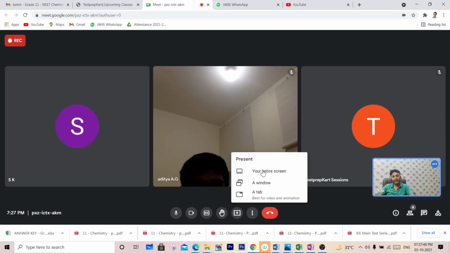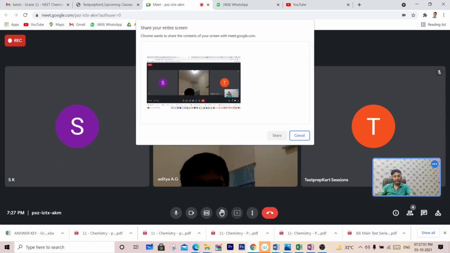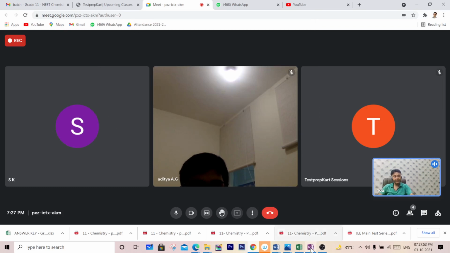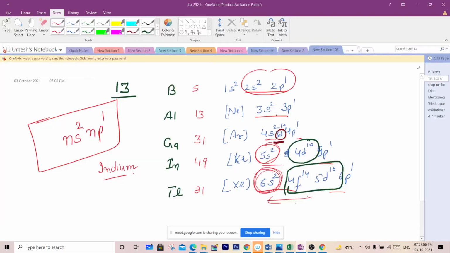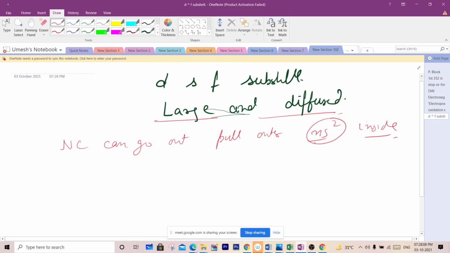Yeah, I was telling you that the +1 state becomes more stable as you go down the group, right? Because of the d and f subshells, which are large and diffused, this pair of electrons becomes inert, and they do not take part in bonding. That is why only one electron, the np electron, is available for bonding. This is called the inert pair effect.